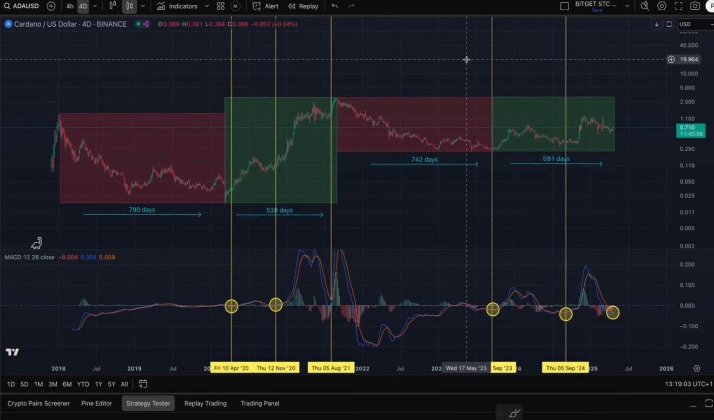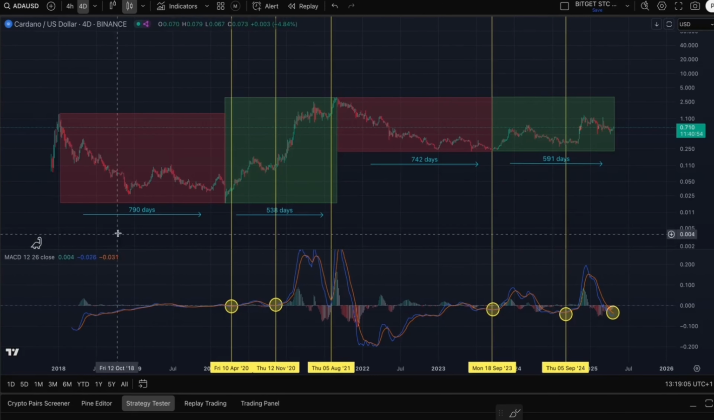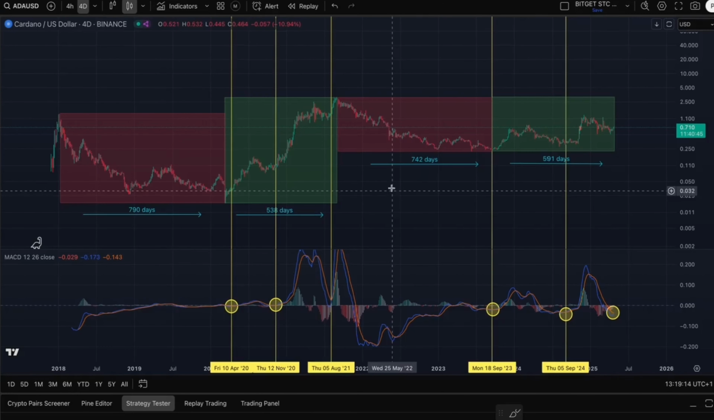If we just start at the beginning again, we can see that the first bear market that ADA experienced lasted about 790 days. The second bear market that ADA experienced was 742 days. So there is some correlation there that they would roughly land about 800. There is room for 50-day variation. However, there is enough consistency there that we can gain a sense of when we should be entering or exiting the market.